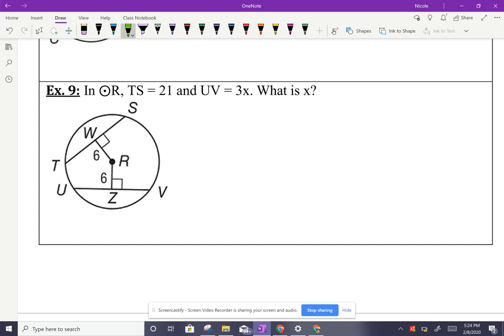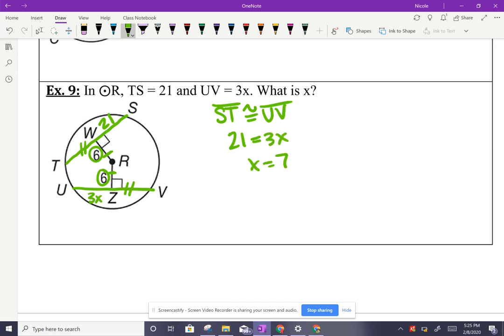Last example for the day. In circle R, TS is 21, and UV is 3x. Well, because I can see that WR has a measure of 6 and RZ has a measure of 6, these two pieces are congruent. Therefore, these two are congruent, so I can say that ST is congruent to UV. So 21 is equal to 3x, therefore x is equal to 7.